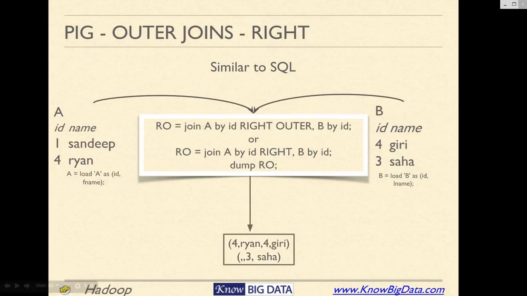they match, and since we did a right outer join, we'll get the rest of the values from the right table, right? So then we'll not get Sandeep here because Sandeep occurs in the left table and it does not have any match, so we will not get Sandeep. We will only get 4 comma Ryan, 4 comma Giri, and 3 comma Saha. So do all of you understand why we are not going to get Sandeep? Any doubts? Because I see a couple of you said we'll get Sandeep as well.